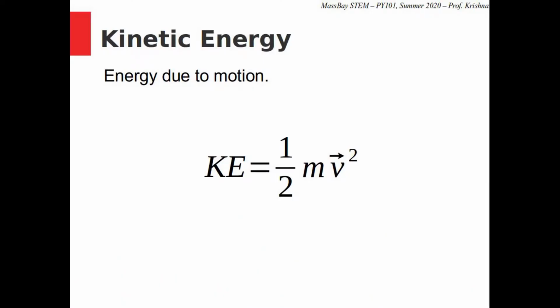This type of energy is called kinetic energy, energy due to motion. The kinetic energy of an object equals 1/2 its mass times the velocity of that object squared. Just like work, kinetic energy is a scalar. Notice also that mass is always positive, and velocity squared is also always positive. Since kinetic energy is the product of these two positive quantities, it must also be positive. Kinetic energy can never be negative.